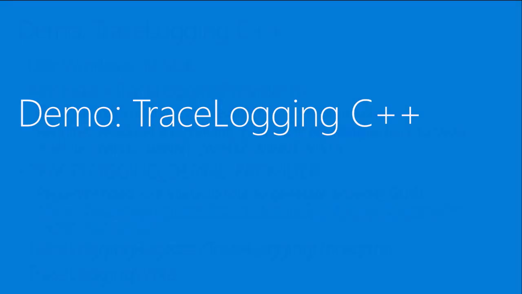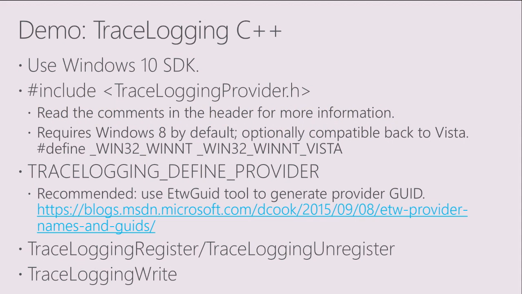To review, adding tracing to a C++ app just requires that you use the Windows 10 SDK and you include traceloggingprovider.h. That header works in kernel mode and user mode, and it even works in Windows Store apps. Read the comments in the header for more information, and since TraceLoggingProvider will by default take advantage of Windows 8 APIs, be sure to define _WIN32_WINNT before including Windows.h if you want compatibility backwards to Vista or Windows 7. Next, you use TraceLoggingDefineProvider, and we recommend that instead of using a generated GUID, that you use a GUID that's based on the hash of your provider name using the ETW GUID tool that I have linked in my blog.